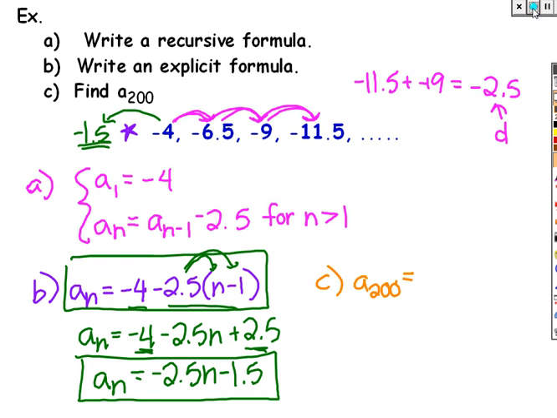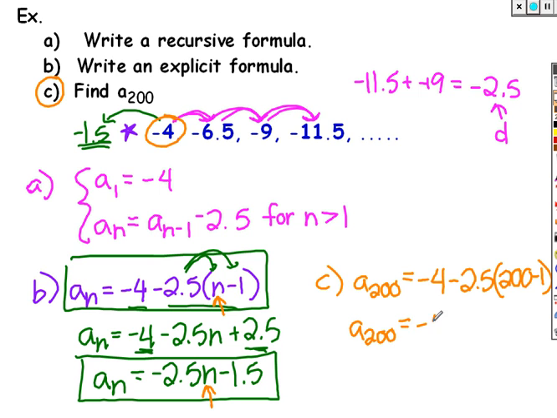Now last part, do I want to use the recursive or the explicit formula to find a sub 200? Well, I don't know about you, but I don't want to start here and subtract negative 2.5 199 times by hand. So instead I could just plug in 200 for n, in either equation, it doesn't really matter. I'll plug into the first, so I'm starting with negative 4, and I'm subtracting that 2.5 199 times, or n minus 1 times. So in the end, a sub 200 should equal negative 501.5.